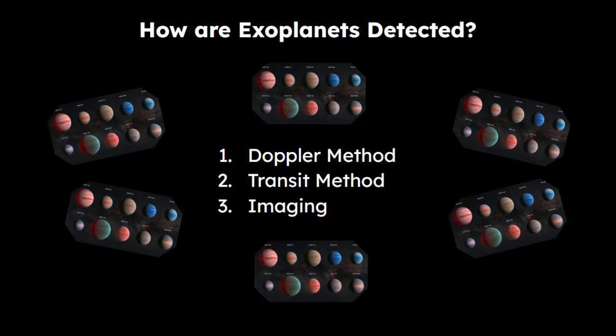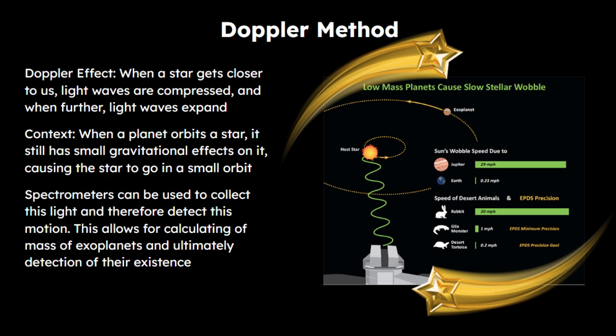So what are the methods for detecting exoplanets? The three main methods are the Doppler method, the transit method, and literally just imaging. We'll start off by going over the Doppler method. The Doppler effect is when a star gets closer to us, light waves are compressed, and when it moves further away, light waves expand.